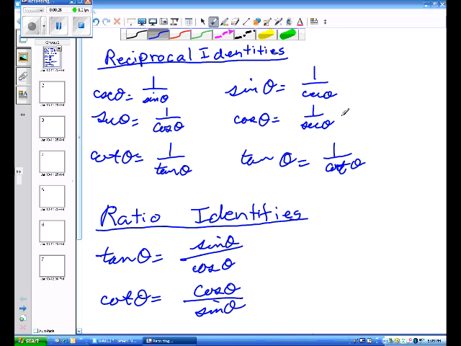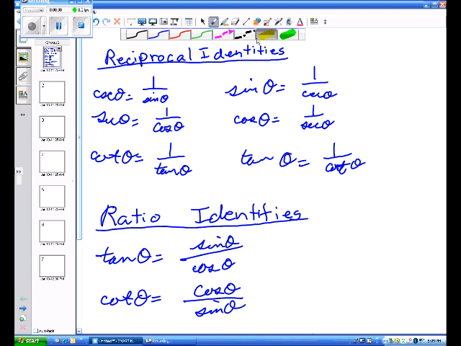So let's start out by reviewing some of the identities that we've already learned. These are our basic or fundamental identities. We have our reciprocal identities. The cosecant of theta is equal to 1 over sine. The secant of theta is equal to 1 over cosine. And the cotangent of theta is equal to 1 over tangent.